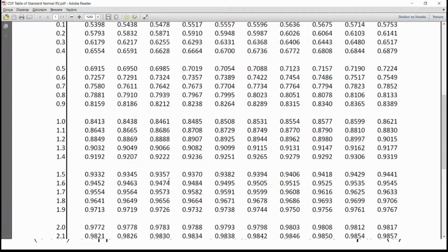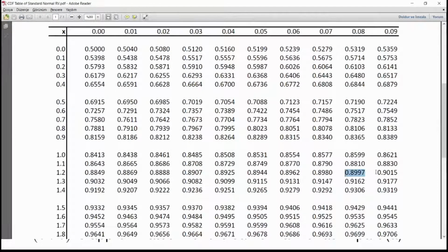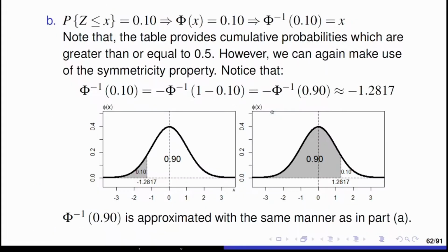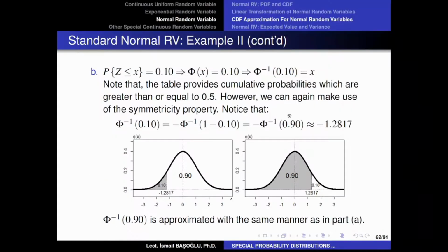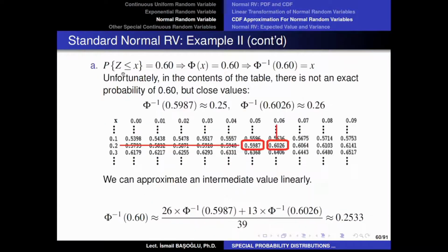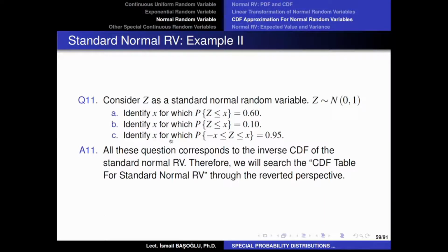So let's look for 0.90 now. It is somewhere between these 2 points, right? So we have 0.8997 and 0.9015. Then the critical value is somewhere between 1.28 and 1.29, right? Now, again, by using the linear approximation idea, I can calculate that value is 1.2817.